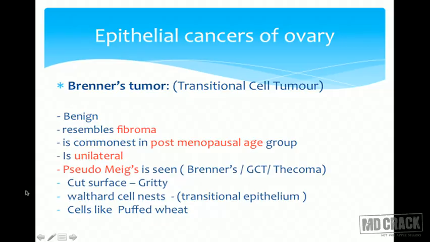This is Meigs syndrome. In pseudo-Meigs the same picture, ascites plus hydrothorax, is there, but the tumor is not fibroma. It is either Brenner's or granulosa cell tumor or thecoma. On the cut surface of Brenner's tumor, Walthard cell nests are seen, that is the transitional epithelium, and the cells in Brenner's tumors are puffed wheat. They look like wheat which is puffed up, so they have a central ridge kind of thing. Every word and everything is important from the MCQ point of view. Please remember pseudo-Meigs whenever we talk about Brenner's tumor.